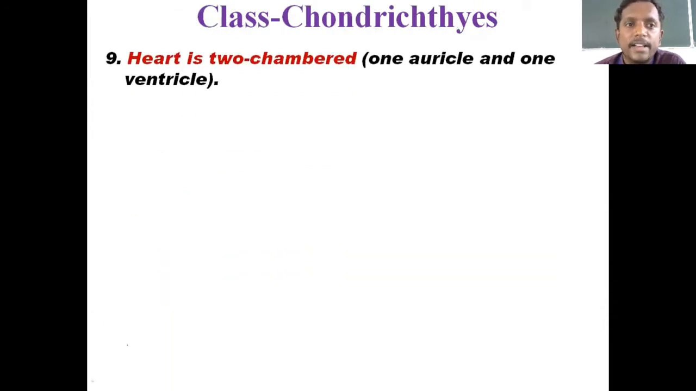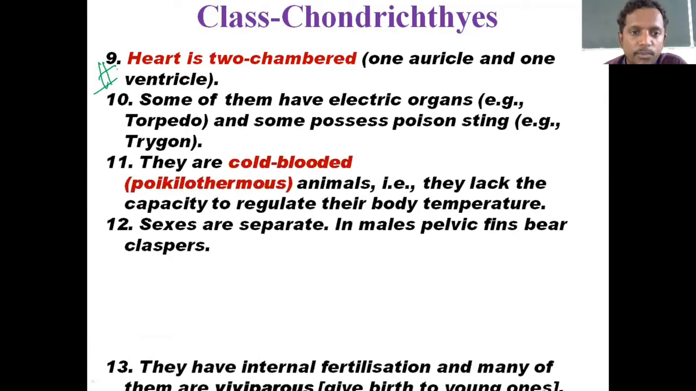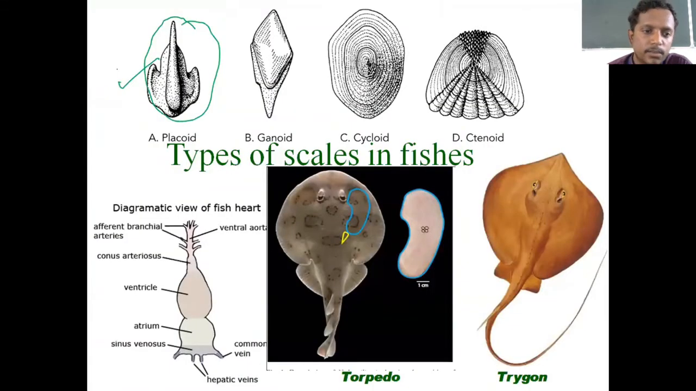Moving on to the 9th general character: they have a ventral heart, and the heart is 2-chambered in fishes. This is also once again an important question. How many chambers? Fishes, or Chondrichthyes, in general have 2 chambers: one is the auricle, the other is the ventricle. I'll show you the photo. See here, this one, two chambers: chamber 1 and chamber 2, auricle and ventricle. A diagram is not required, this is just to show how the heart of a fish looks.